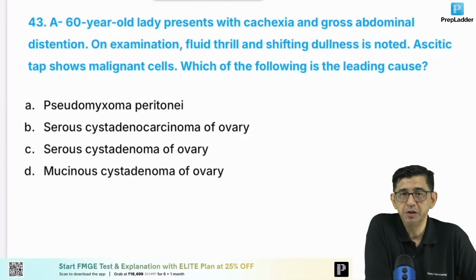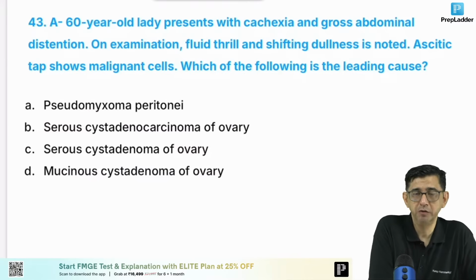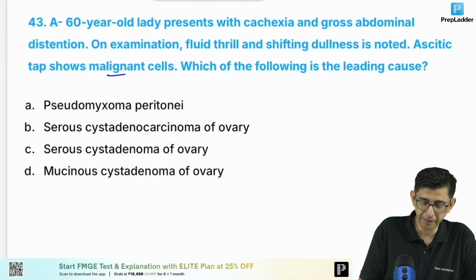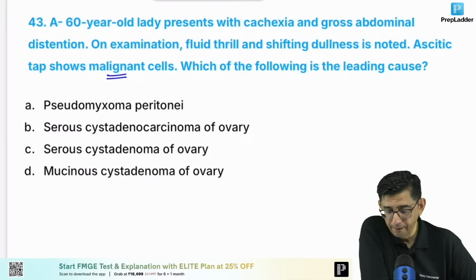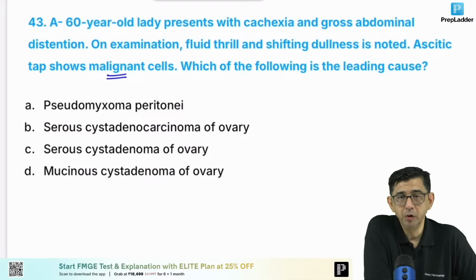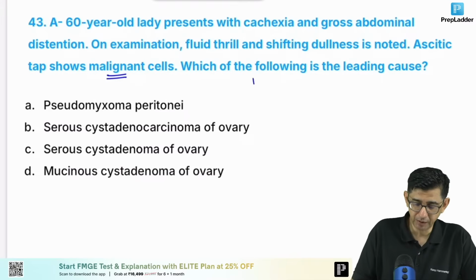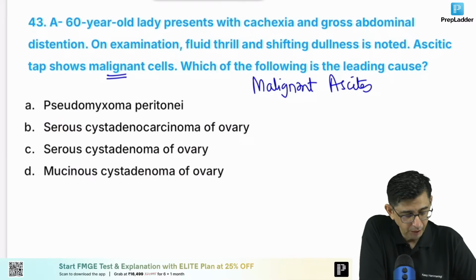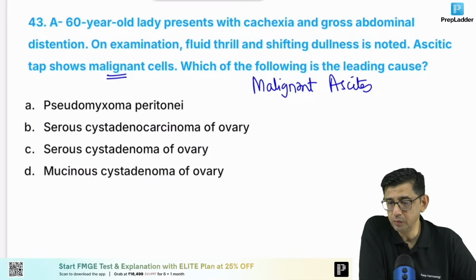We have a 60-year-old lady. She came with cachexia and gross abdominal distension, and there is a fluid thrill, there's shifting dullness, and malignant cells are present here. The question is talking about malignant ascites in a patient, because he's mentioning fluid thrill and shifting dullness. For this patient of malignant ascites, I'm getting A as an answer at the moment. Yes, more people please.